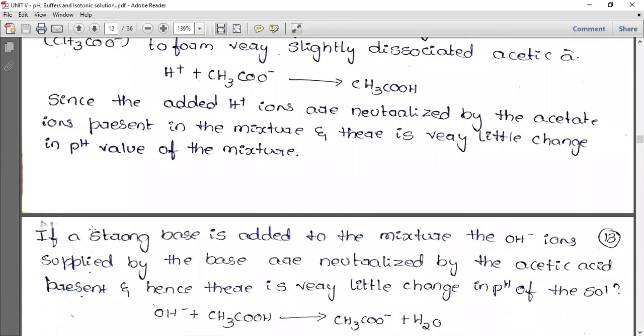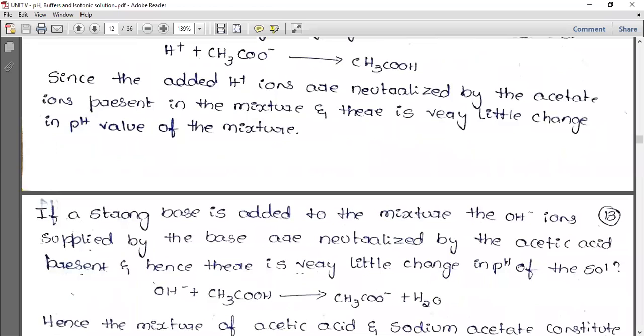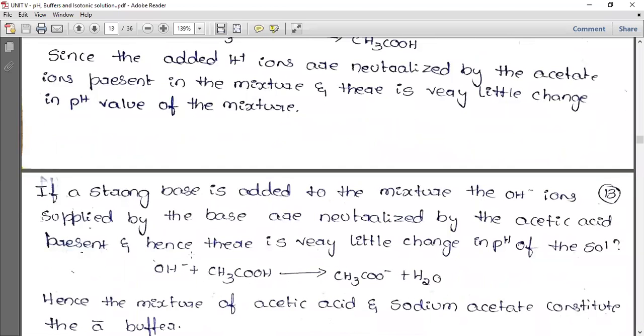So what would happen if we are adding a base? When we say base, indirectly what we are introducing? We are introducing OH minus ions. If a base is introduced, the OH minus ions will be taken up by the acetic acid which is present in the solution.